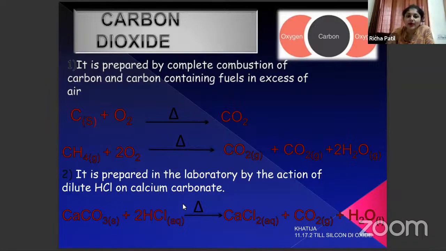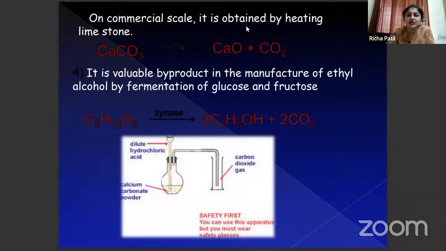And how can you prepare it in the laboratory? If you treat calcium carbonate with dilute hydrochloric acid, you get calcium chloride plus CO2 plus water. This is a laboratory method, meaning you can produce carbon dioxide at a very small scale. Next is the commercial method, that is how you can prepare it on a large scale. It is obtained by heating calcium carbonate at 1600 Kelvin, you get calcium oxide plus CO2. Like this, you can obtain it on a commercial scale.